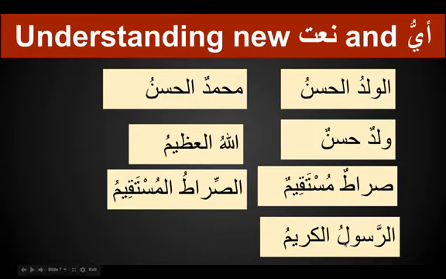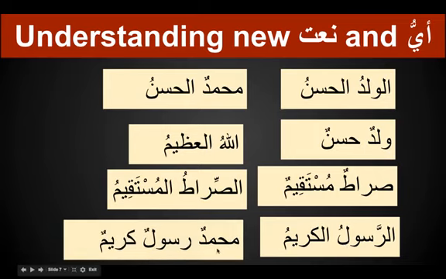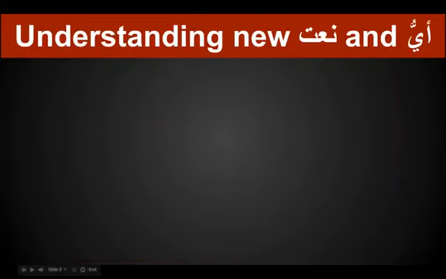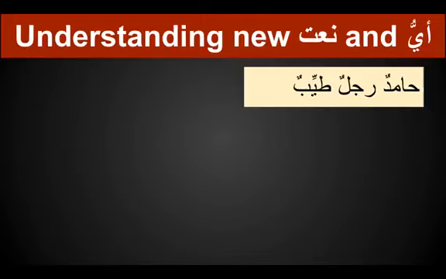But if we want to make a sentence, it has to be like this: Muhammadun sallallahu alaihi wasallam Rasulun Karimun. Muhammadun, the mubtada, is definite, and Rasulun is one word, khabar, indefinite. Karimun is a na'at which will match the man'ud. Muhammad is a noble messenger. Hamidun Rajulun Tayyibun: Hamid is a good man. Rajulun Tayyibun, good man.